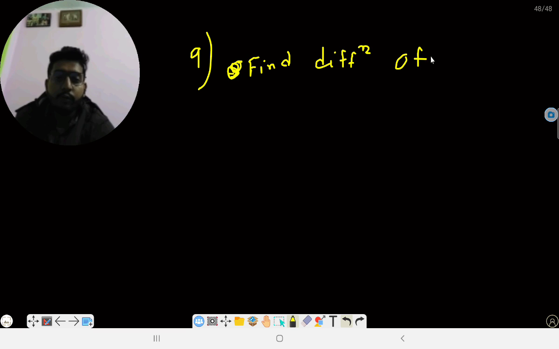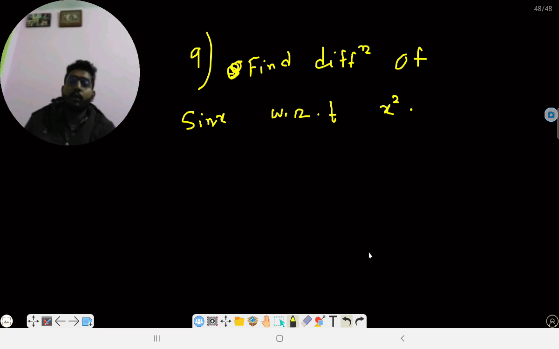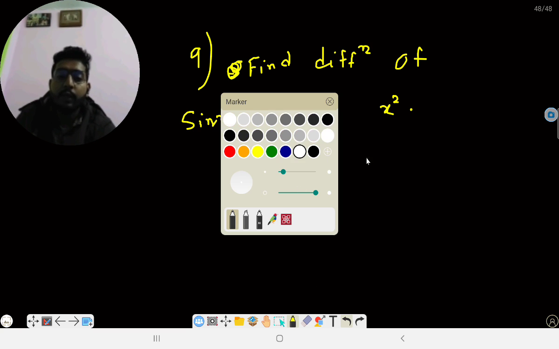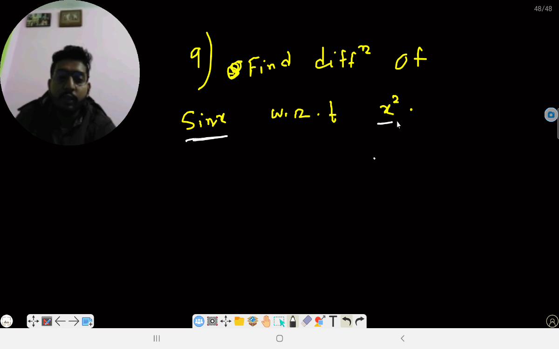The question is given like this. Find the differentiation of sin x with respect to x square. This type of problem is similar to the previous one also. In the previous one it is given x equals that, y equals that, but here it is not given directly. Here we have to find the differentiation of sin x with respect to x square.